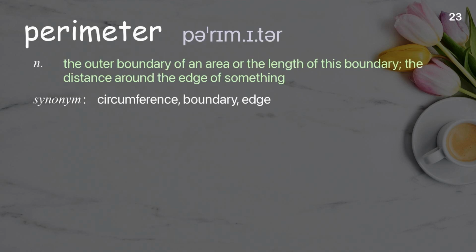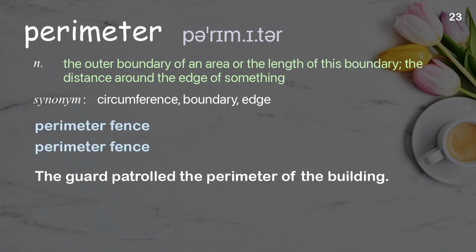Perimeter. The outer boundary of an area, or the length of this boundary, the distance around the edge of something. Examples: Perimeter fence. The guard patrolled the perimeter of the building.